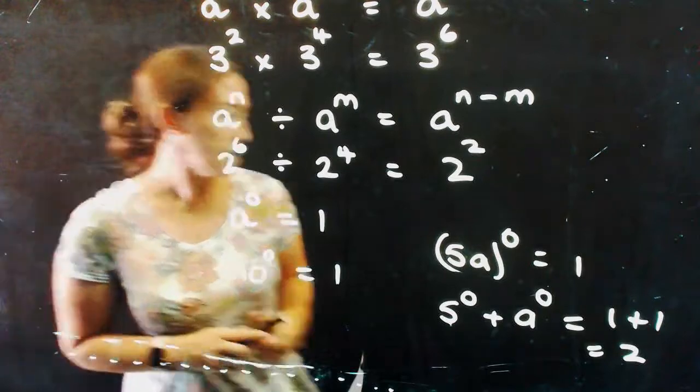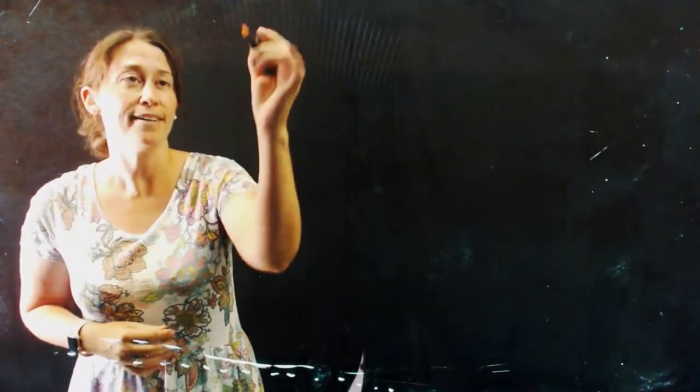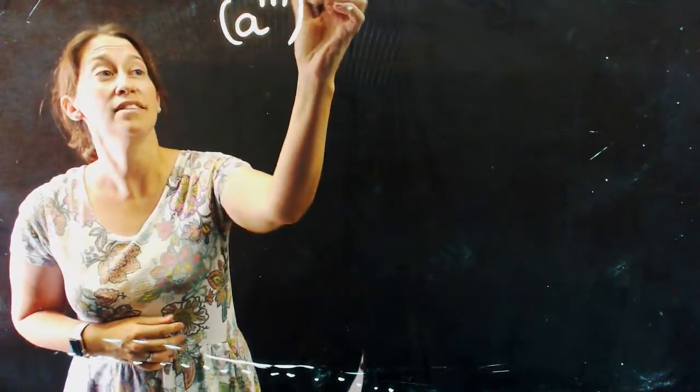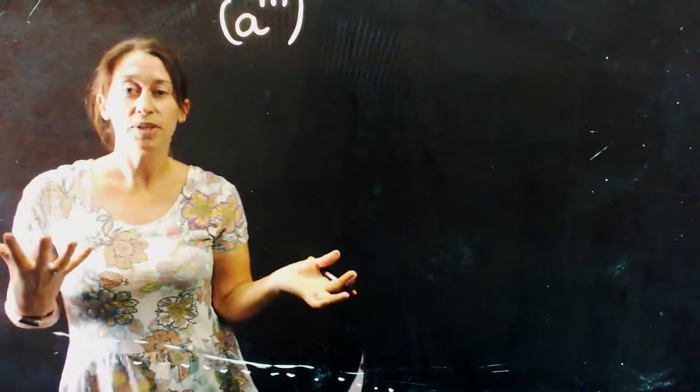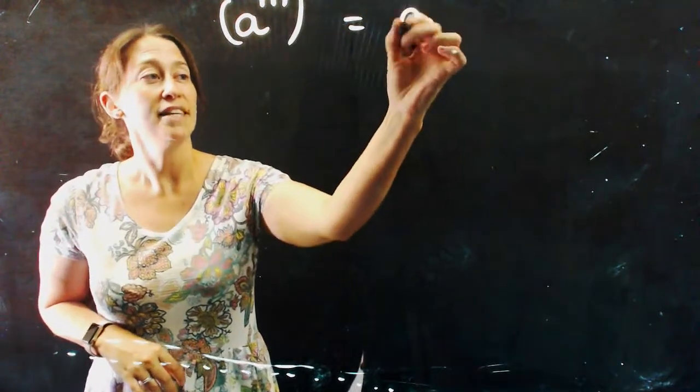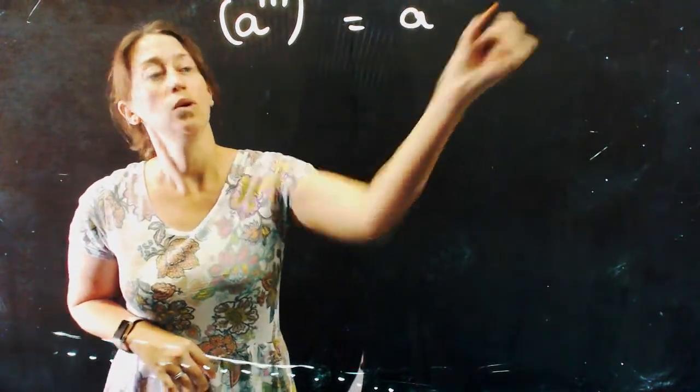I'm just going to clear some space. So this next law is raising a power to another power. The basic part of this is where you've got a to the m, so a base to a power, and then raised to another power. And what we do with that is we multiply the powers together and keep the base the same. So a to the m times n, we'll simplify that.